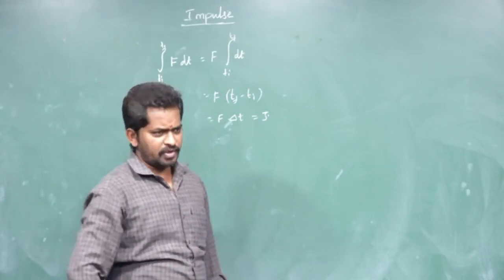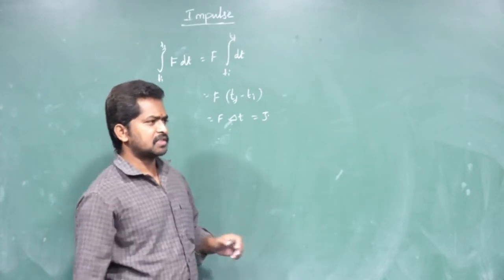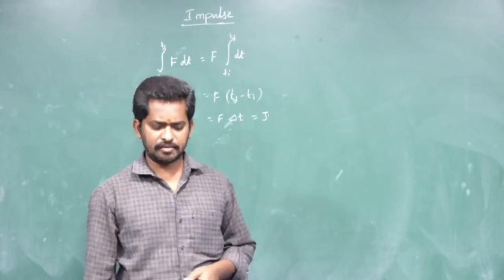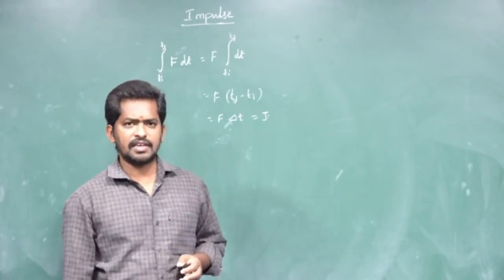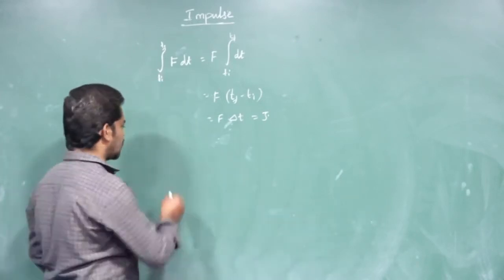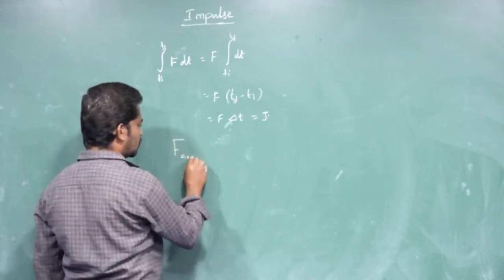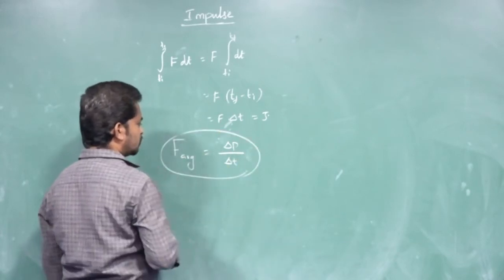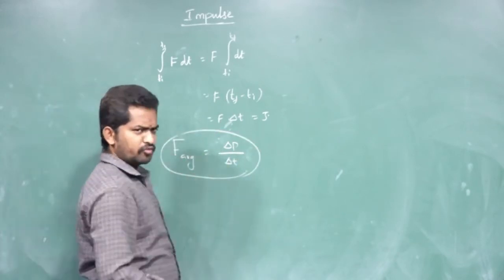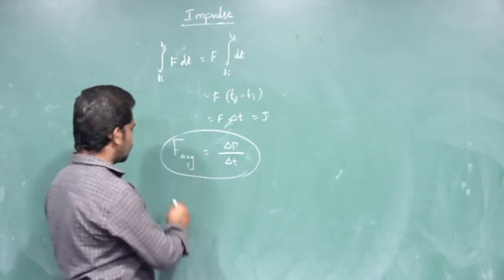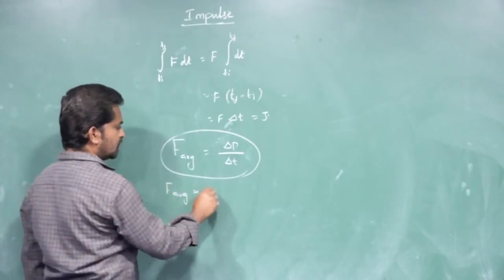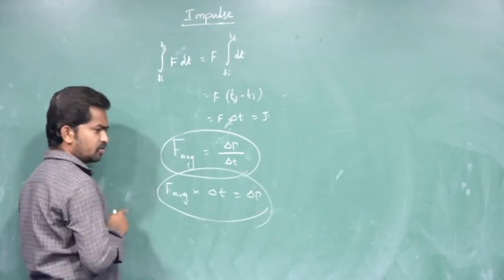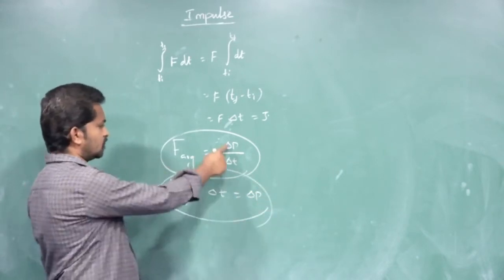Impulse is a vector quantity and its unit is newton second or kilogram meter per second. Next is the average force. F average is equal to dp divided by dt. This is a very important equation. So F average is equal to the rate of change of momentum. So F average into del t equals the change in momentum.